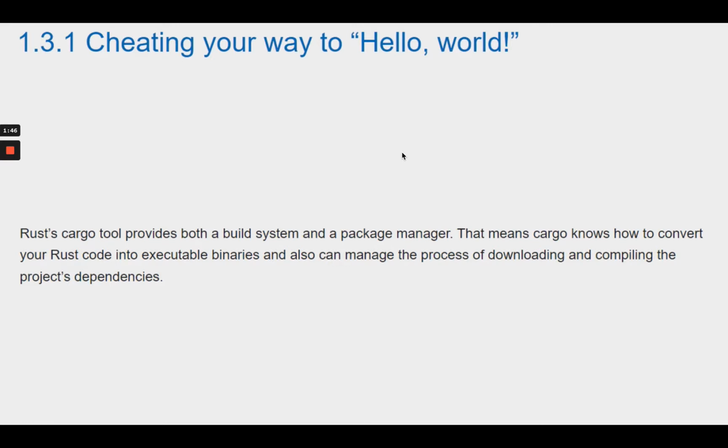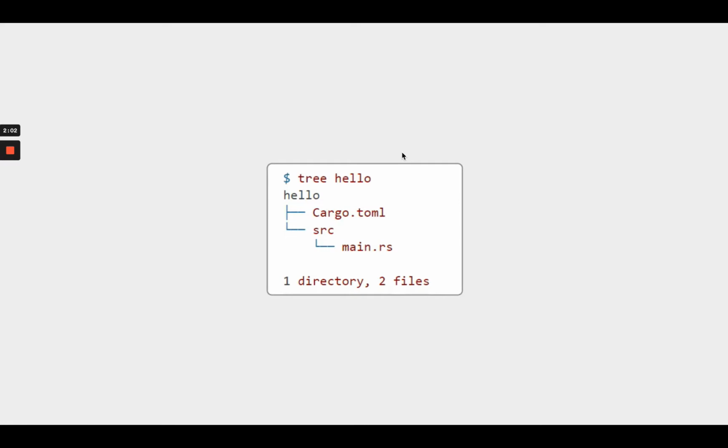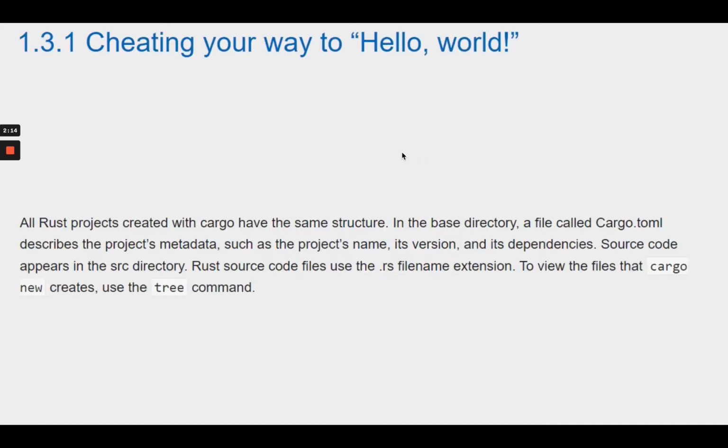Rust's cargo tool provides both a build system and a package manager. That means Cargo knows how to convert your Rust code into executable binaries and also can manage the process of downloading and compiling the project's dependencies. Cargo new creates a project for you that follows a standard template. The tree command can reveal the default project structure and the files that are created after issuing cargo new.